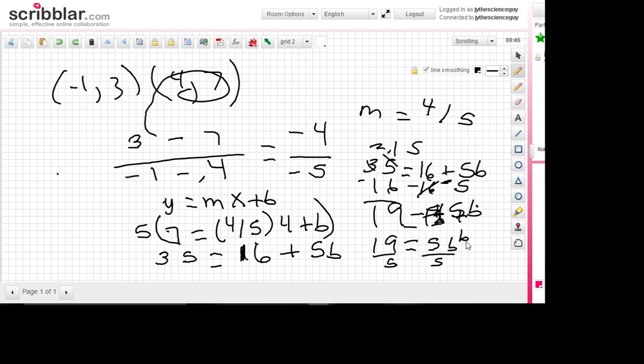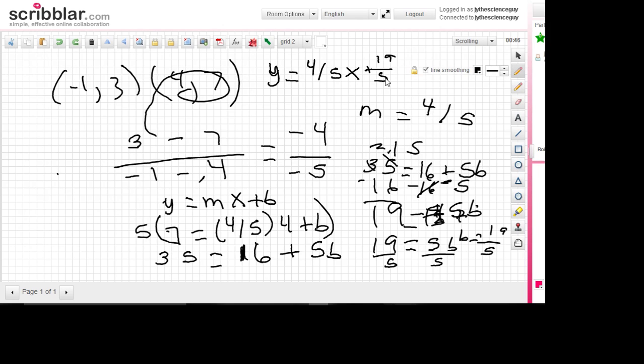That's a weird number. You got to embrace it. Okay, so then I have to write the new equation. So y equals 4 over 5 x plus 19 over 5. It's not going to get any harder than that. Okay, that wasn't bad.